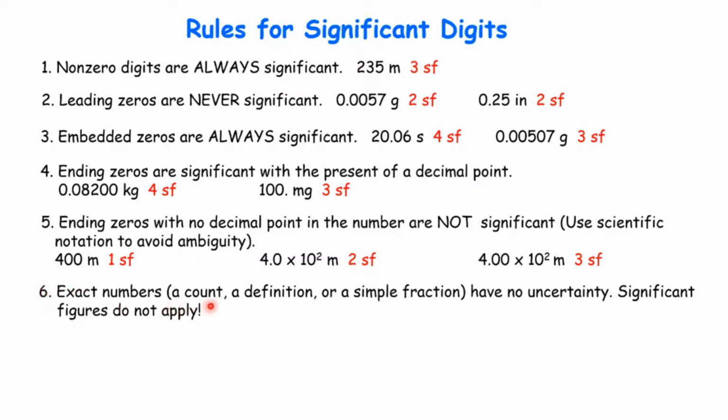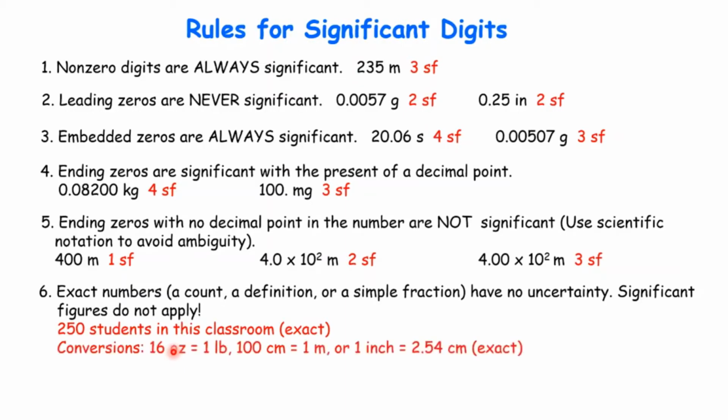Exact numbers, like the number obtained by counting or definition and so on, have no uncertainty. Significant figures do not apply. For example, there are 250 students in this classroom, that's an exact number. So the best you can do if you really want to give a sig fig is 2 sig figs, because there's no decimal point in there, okay?